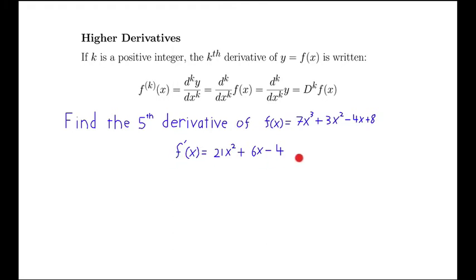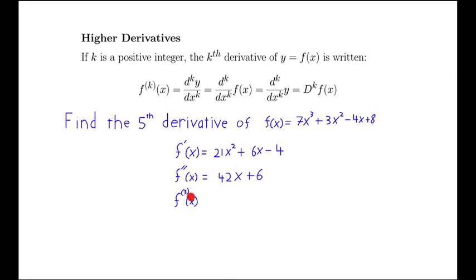Then we take the derivative of this. To get the second derivative, we take the derivative of 21x squared plus 6x minus 4. The second derivative is then 42x plus 6. The minus 4 goes away. Then we take the derivative of this to get the third derivative.